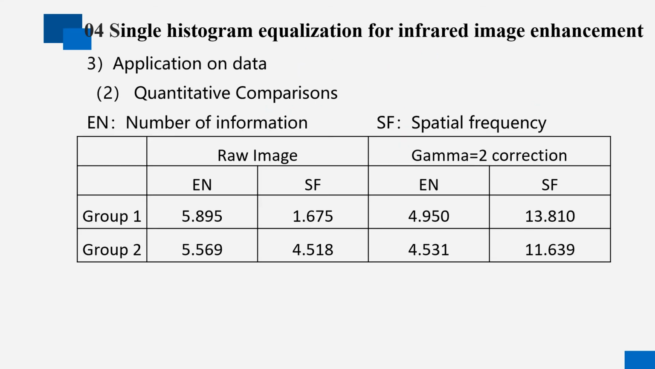And here we have the chart to display our results. Like in the raw image, the information entropy and spatial frequency have these values. Like for group 1, the first 3 images, and group 2, the second 3 images, the entropy goes a little bit downwards by applying histogram equalization plus gamma correction. And if we talk about spatial frequency, it is enhanced.